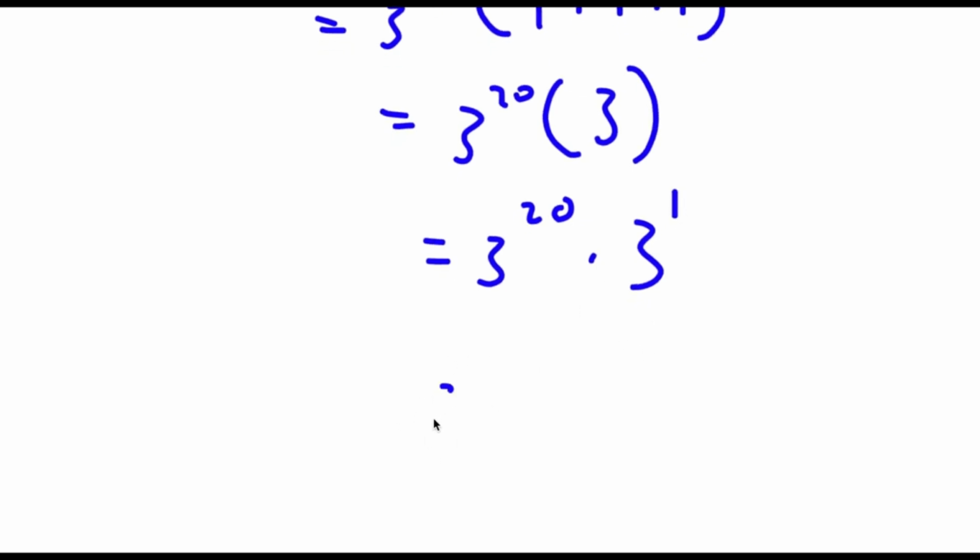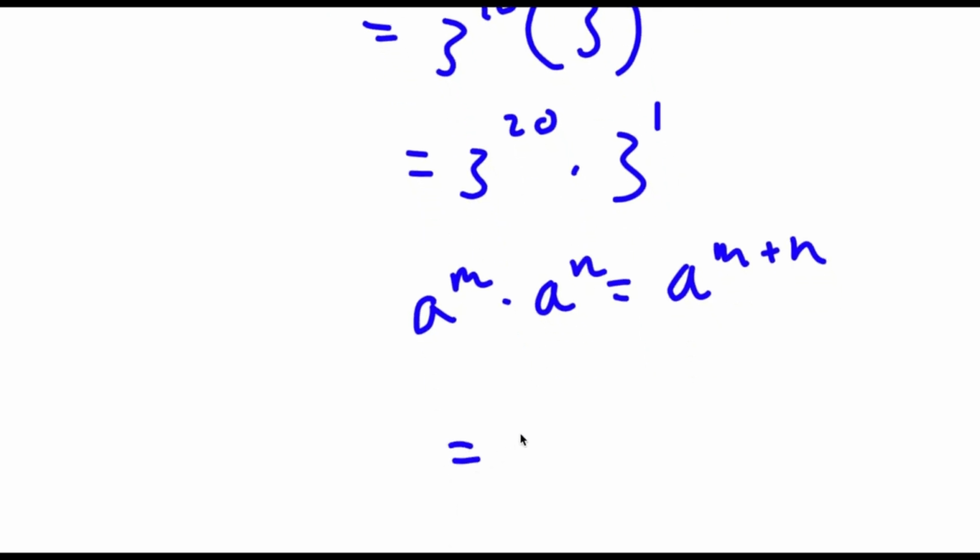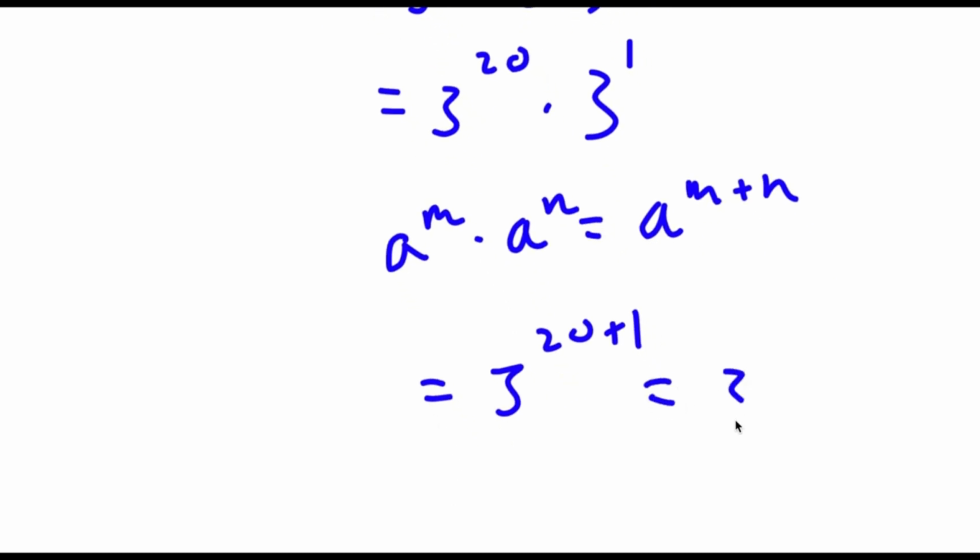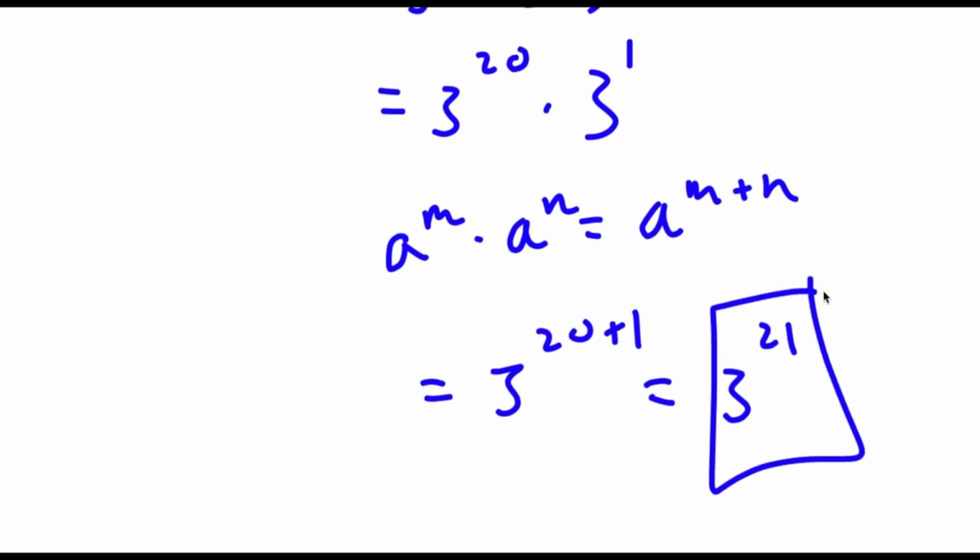Now, if I have something in the form a to the power of m times a to the power of n, this is the same thing as a to the power of m plus n. So in this case, this is going to equal 3 to the power of 20 plus 1, and now this is equal to 3 to the power of 21. So this is my answer.